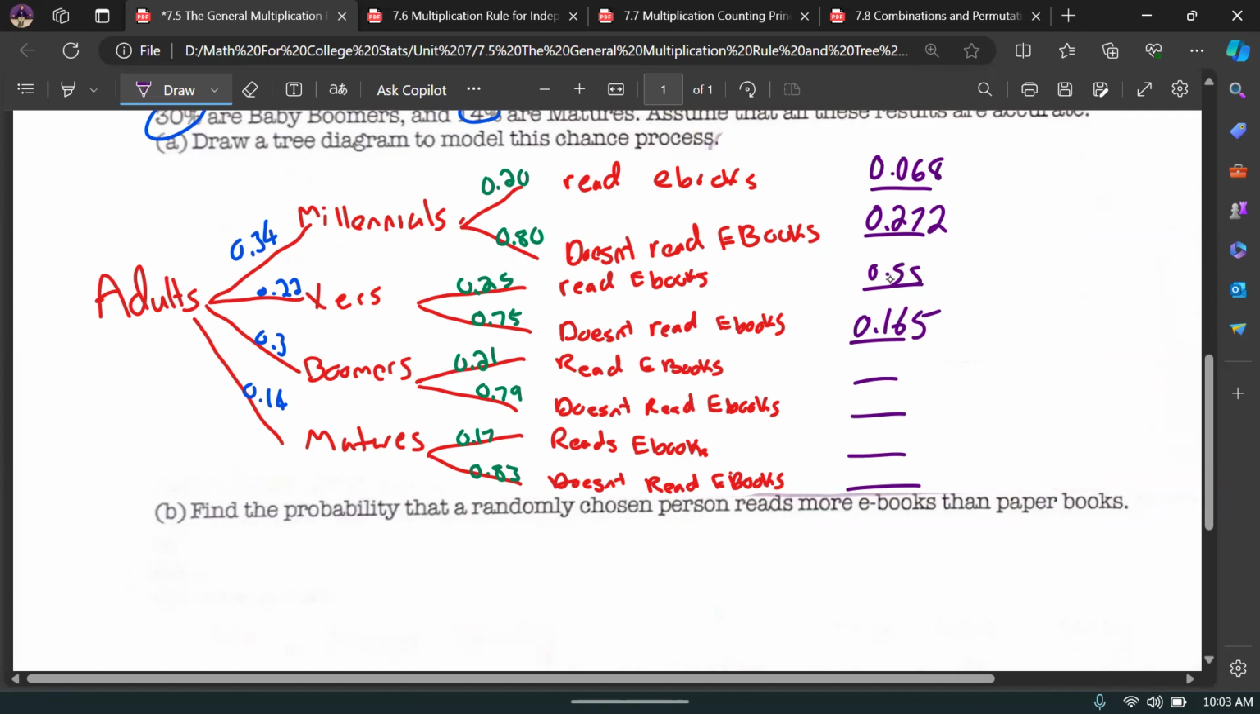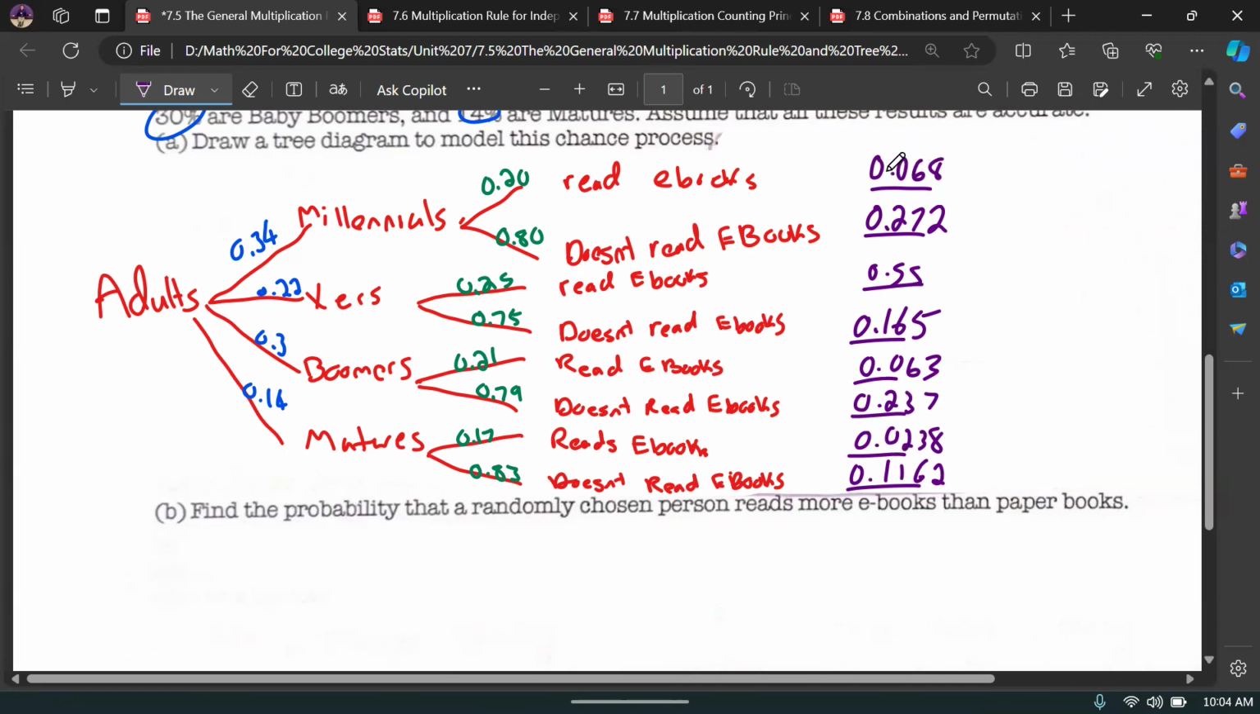0.3 times 0.21, 0.63. Oh, 0.63. Sorry, that's a really high number that you don't want to get wrong. 0.063. 0.3 times 0.79, 0.237. And then finally 0.14 times 0.17, 0.0238. And then finally 0.14 times 0.83, 0.1162. Now, this is the breakdown overall of the population.